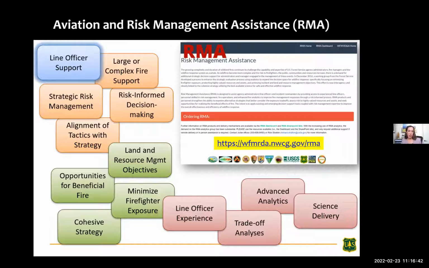Those support pieces help them meet their land and resource management objectives, explore opportunities for beneficial fire, implement the cohesive strategy, and minimize firefighter exposure. And we do that through utilizing experienced line officers to help mentor less experienced line officers through processes involving trade-off analyses or advanced analytics, ultimately utilizing good science delivery so that whatever we produce that supports this product or this process is digestible and accessible to folks who are not experts in these arenas and don't require expertise in a particular science in order to really utilize the model or analytics to help inform decisions.